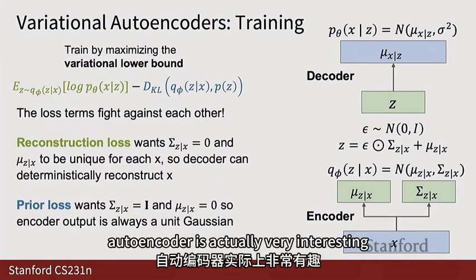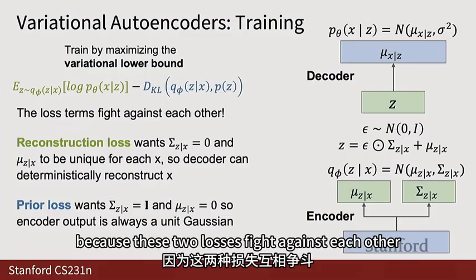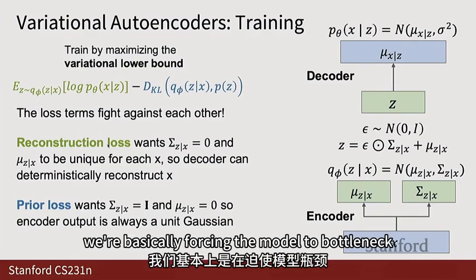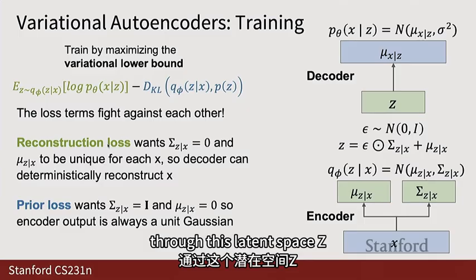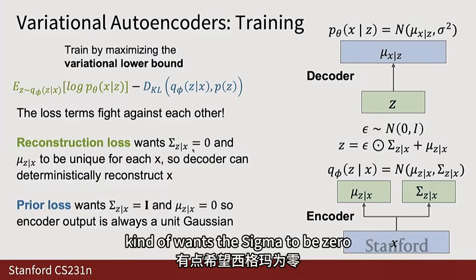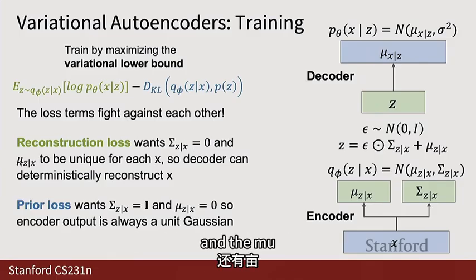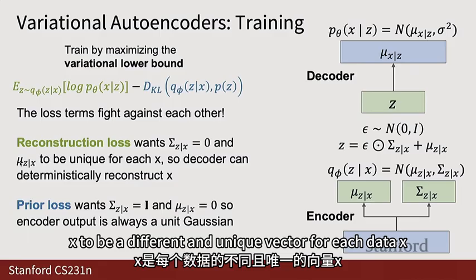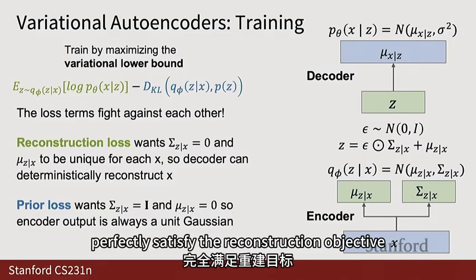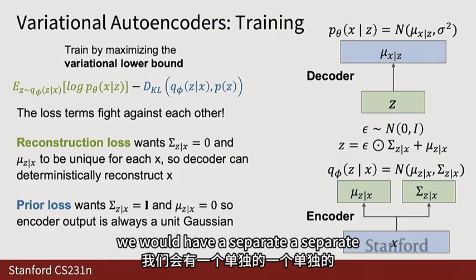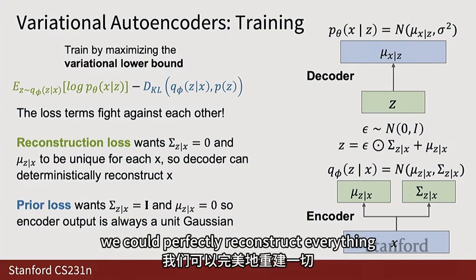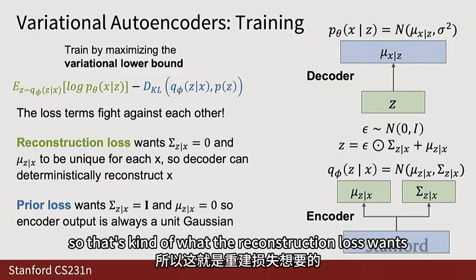I think this variational autoencoder is very interesting because these two losses fight against each other. We're forcing the model to bottleneck through this latent space z, and these two terms want different things from it. The reconstruction loss wants the sigma to be 0 and mu of x to be a different, unique vector for each data x. Then we could perfectly satisfy the reconstruction objective: a separate unique vector for every data point, with no probability in there, and we could perfectly reconstruct everything.